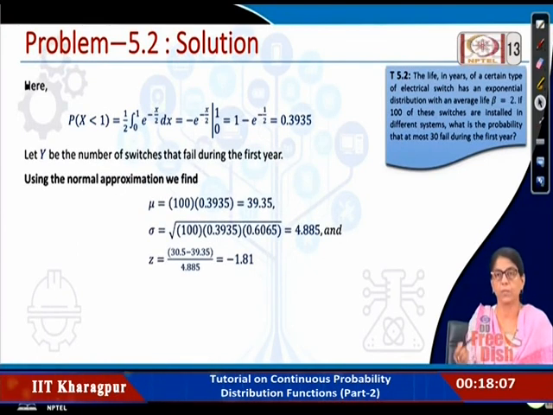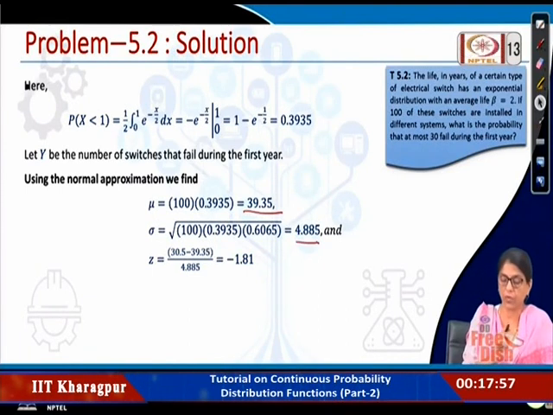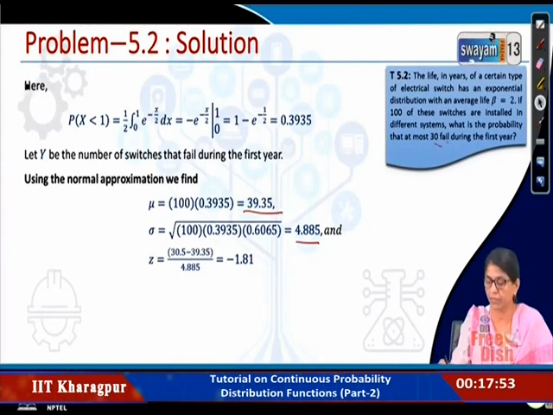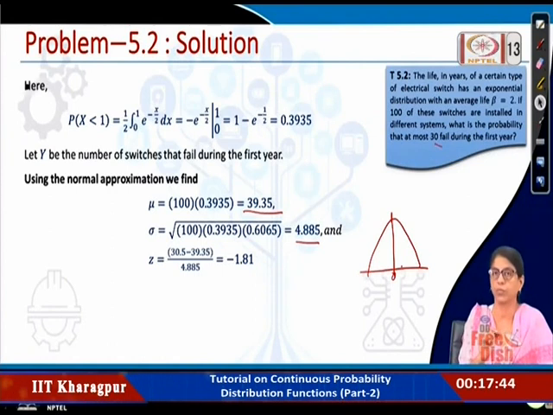So now we will be approximating using the normal distribution. What we took, mu is n into p, we found this. Then we found the standard deviation, we found this. Then we need to find the z value corresponding to at most 30 fail. So this is 0 and something, 30 means whatever value will come, whatever z value.